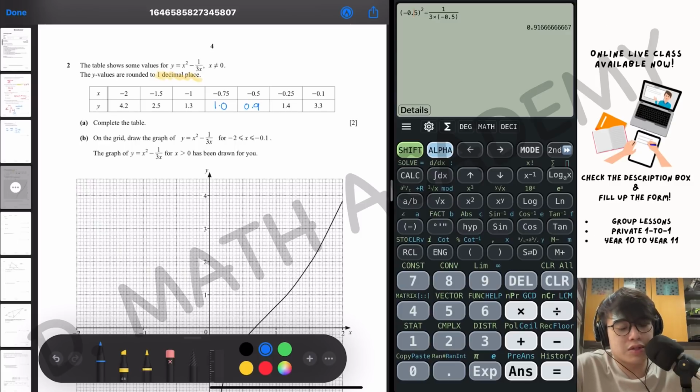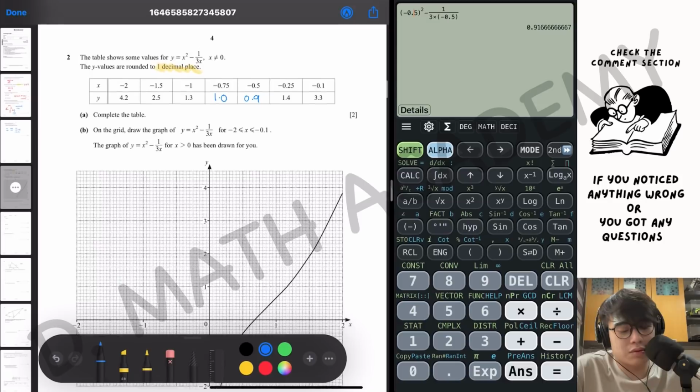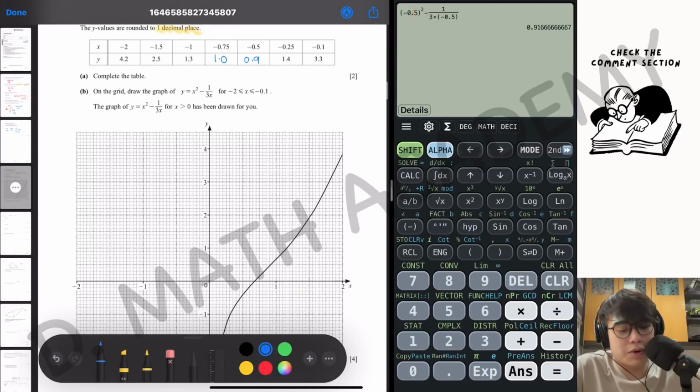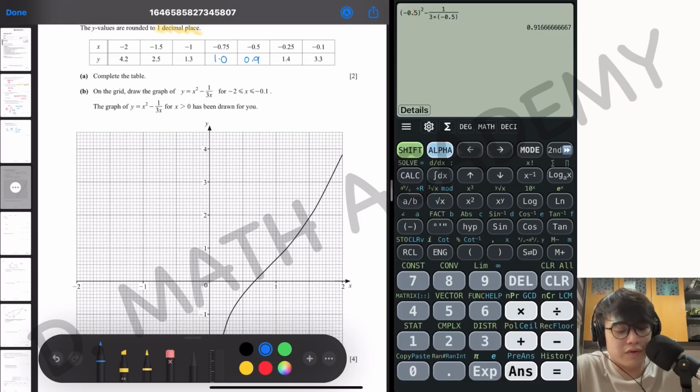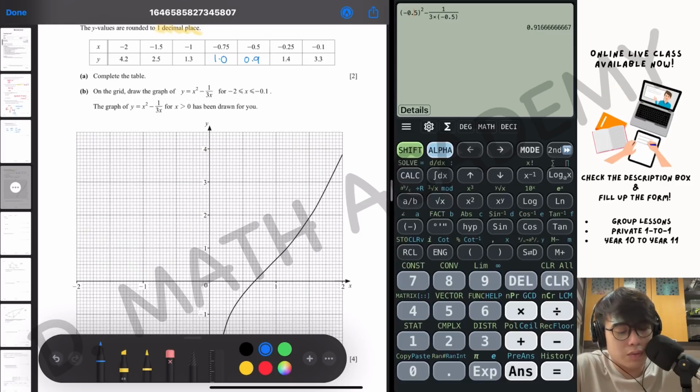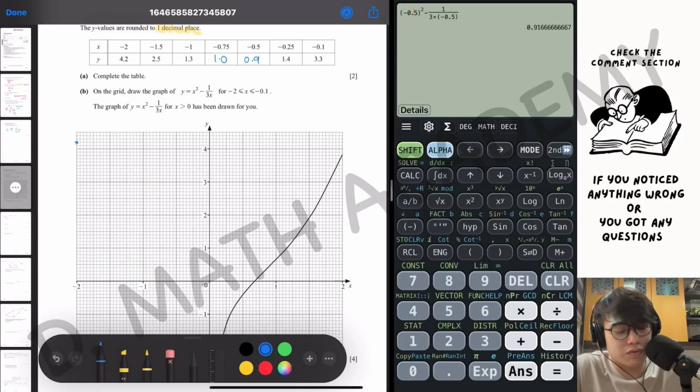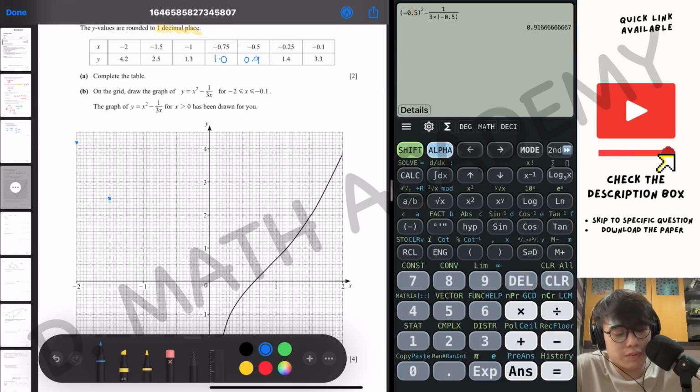So with this information, we can now draw it out. So the part that is more than 0 has been illustrated for us. So we're only doing the balance here. When it's negative 2, it's 4.2, which means it's somewhere around here. When it's negative 1.5, it's 2.5. When it's negative 1, it's 1.3.